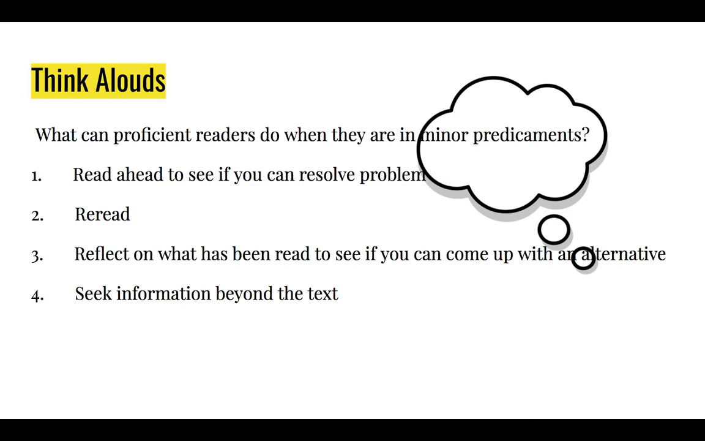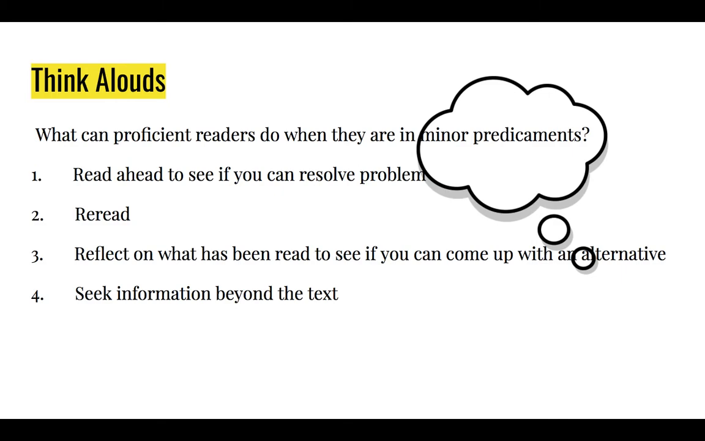Think alouds are something that have helped us to understand what's going on with readers and to understand the cognitive complexities of reading. So what we can do is ask our students to participate in think alouds in front of us, right? So what would you look for if a student was thinking aloud about a passage? What do proficient readers do when they run into minor predicaments, where there's something causing them some trouble? They might read ahead to see if they can resolve the problem. They might go back and reread. They might reflect on what has been read to see if they can come up with an alternative, and they might seek information beyond the text.